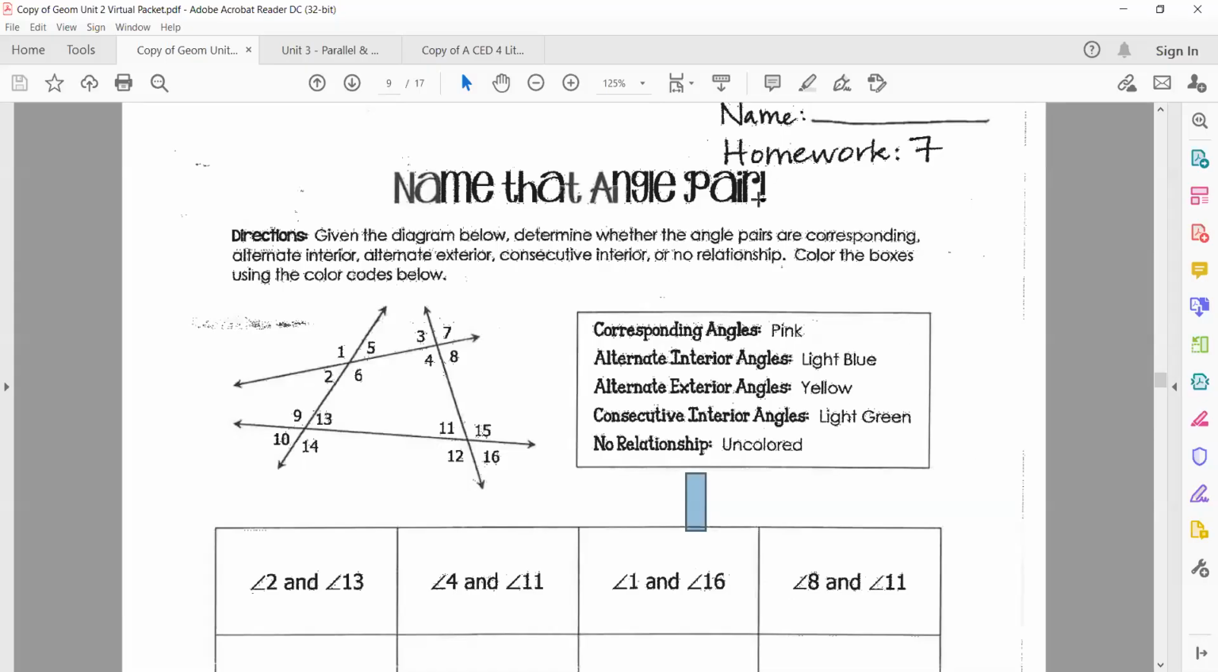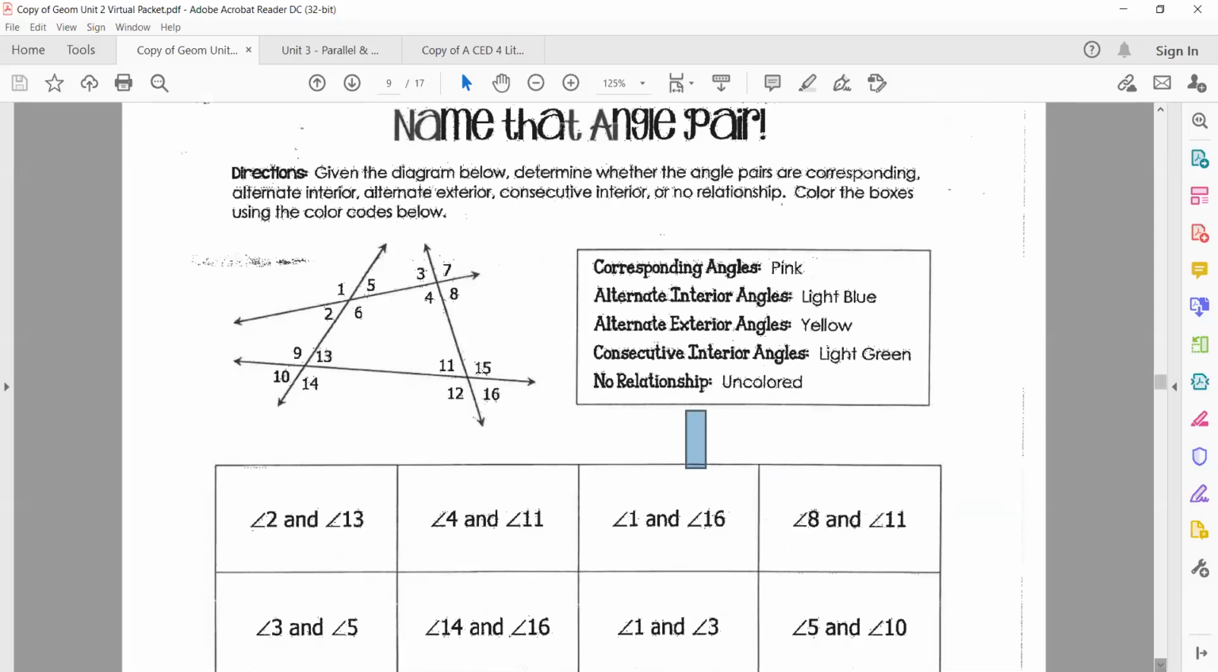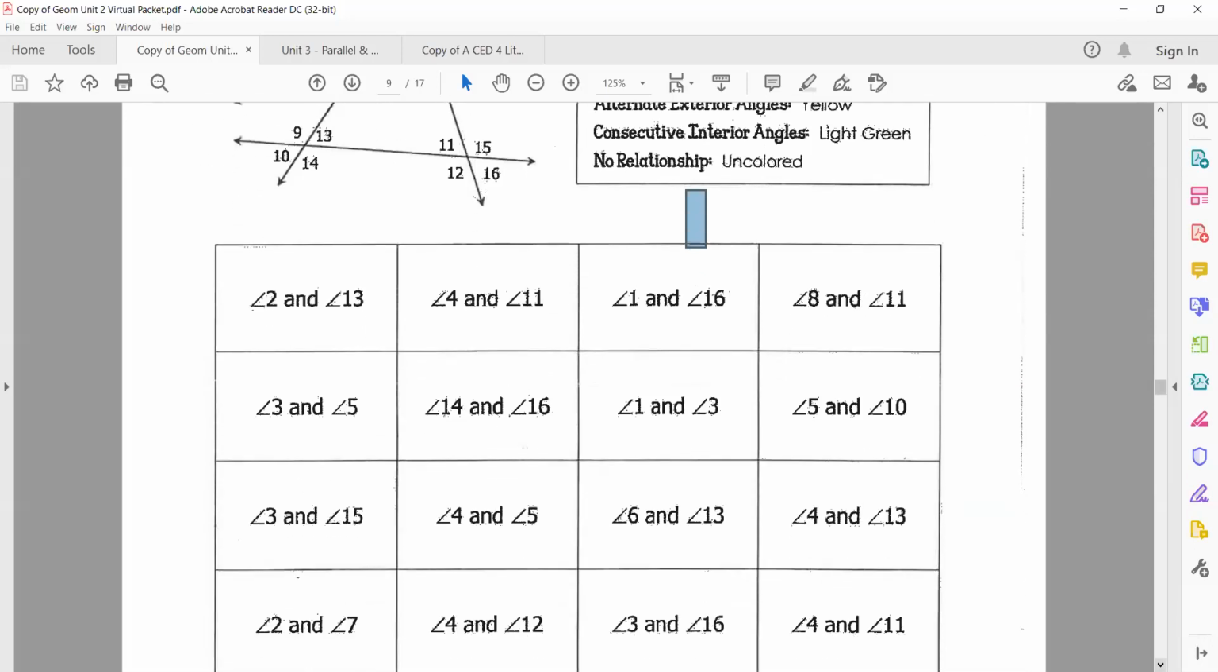This could be a good one to practice with if you wanted to do homework 7. It's not an assignment. I'm not assigning that because it's just more practice. If you can identify these relationships, you'll be fine.